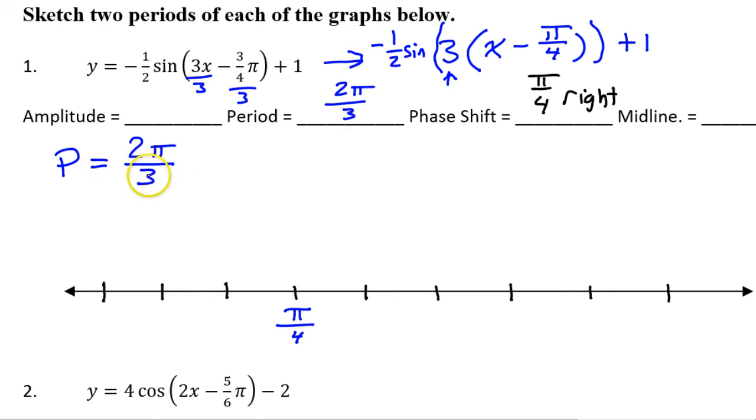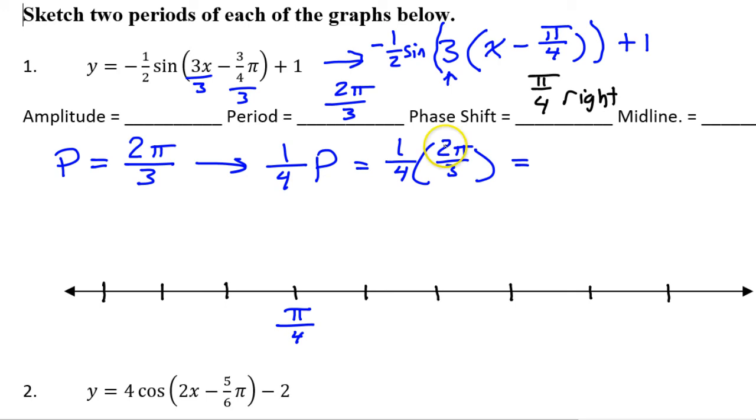If the period is 2 pi over 3, that means each one of these marks is going to be a quarter of that. I need to know what a quarter of the period is. So 1/4 of 2 pi over 3. Can you see that that's going to be, at first I might write 2 pi over 12, but that reduces down to pi over 6.